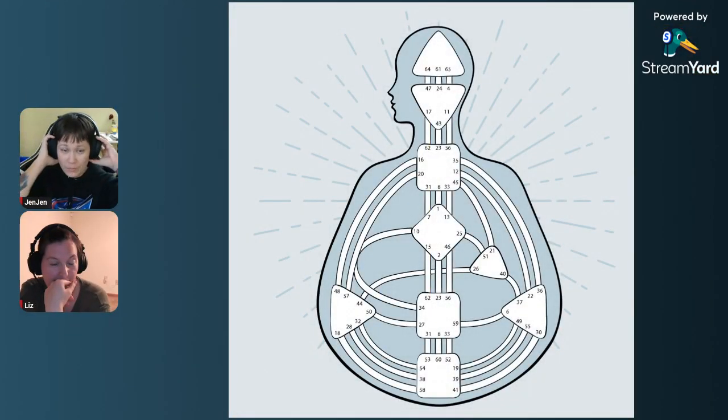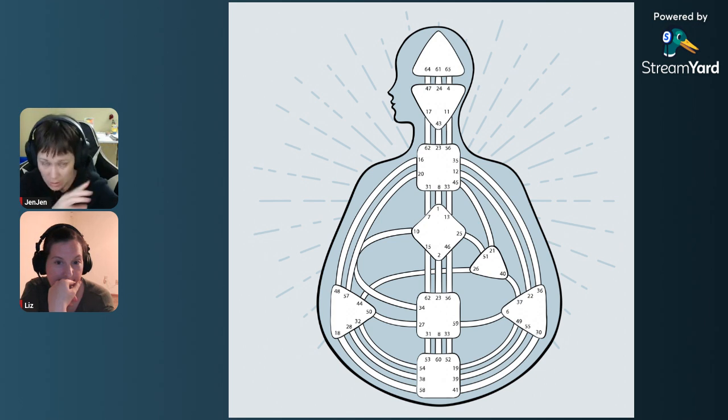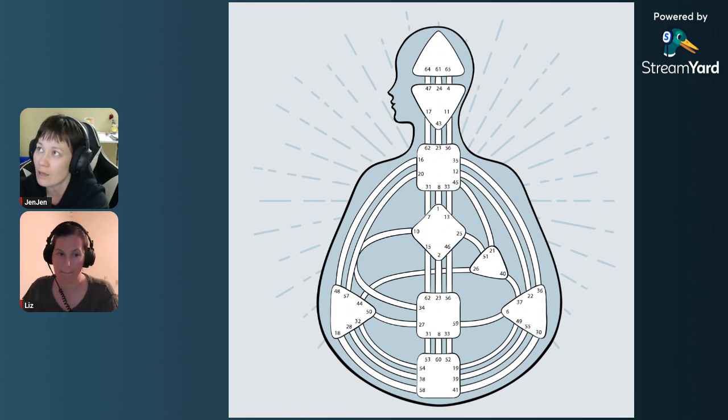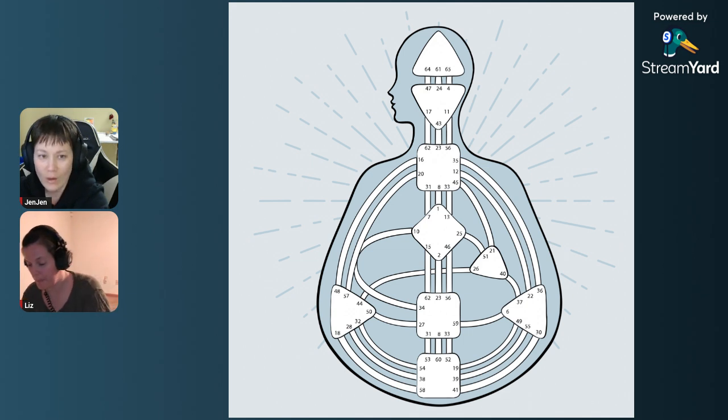Okay, so this is what the chart typically looks like. Sometimes there's not a silhouette of a person behind them, but most of the ones I've seen have the silhouette of the person behind them. The numbers represent gates, and then each, you can't see that. You can't see my mouse. Do I have a pointer on this? No. Okay, sorry. I was sitting here pointing like you guys can see.